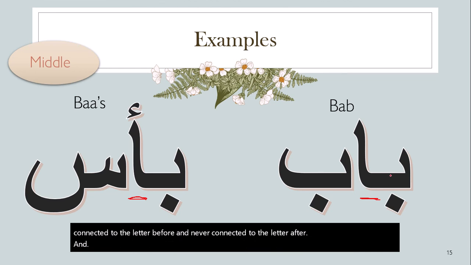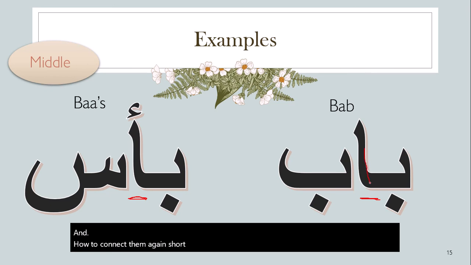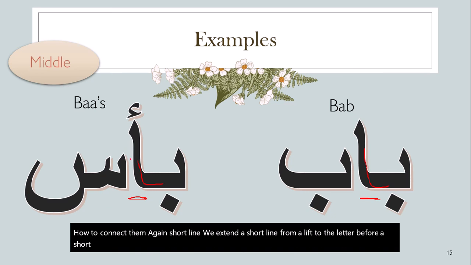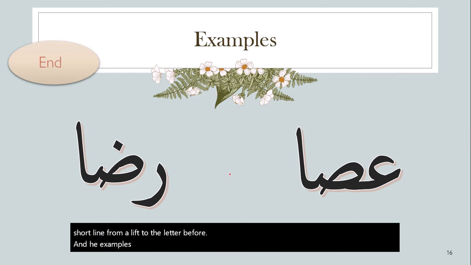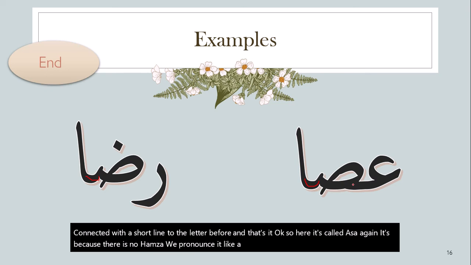How to connect them? Again, a short line. We extend a short line from Alif to the letter before. Now examples of letter Alif at the end. Again, connected with a short line to the letter before, and that's it. Here it's called asa, because there is no hamza. We pronounce it like a short, soft a, so asa. And here it's rida.